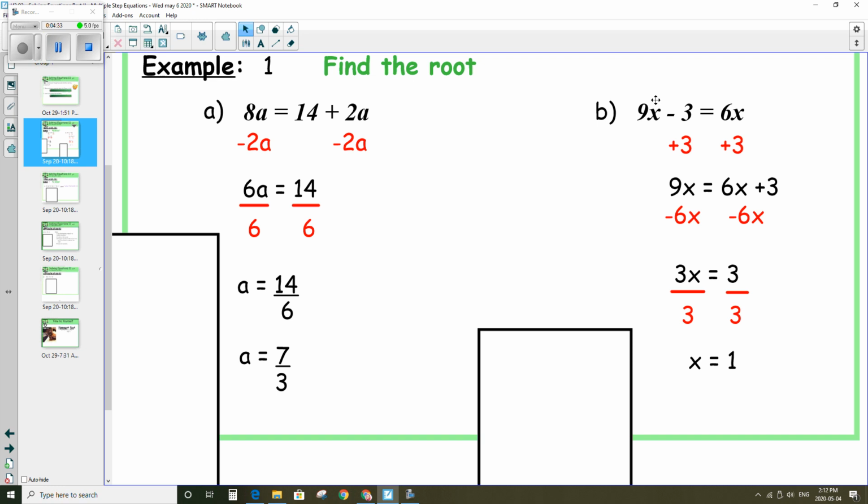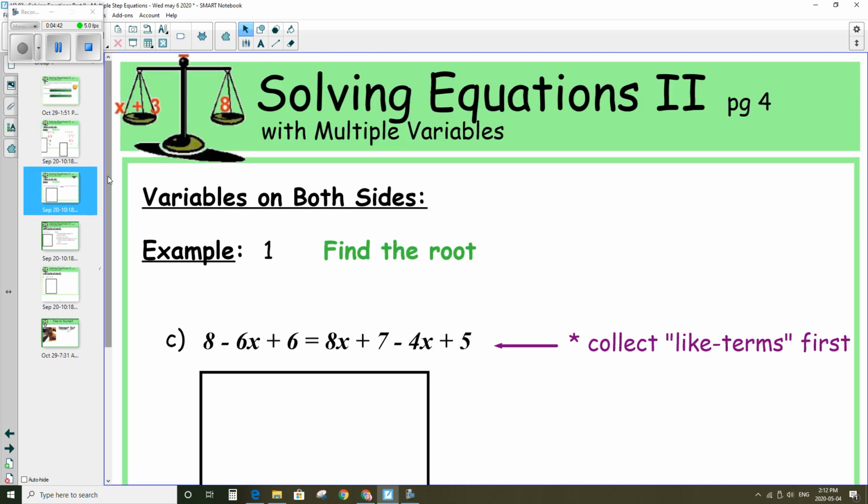9 times 1 is 9, subtract 3 is 6. And then on the right-hand side, 6 times 1 is 6. So they are equal to each other. Okay, question C.